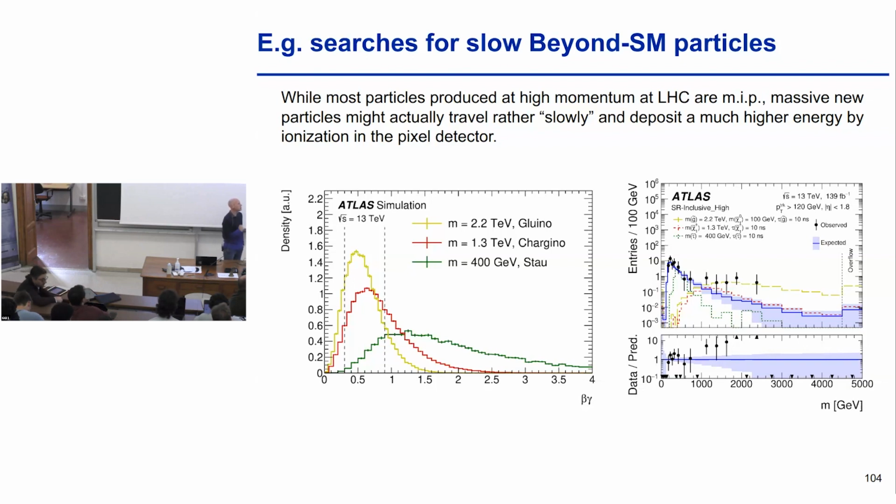And so we can use dE/dx to tell apart the particles. All standard model particles with high momentum at the LHC will be minimum ionizing. And we can use dE/dx to tell if a very massive charged particle was produced and is just producing an excessive ionization energy loss. This is something we use to set limits on, for instance, very high mass SUSY particles or other exotic particles that could be produced.